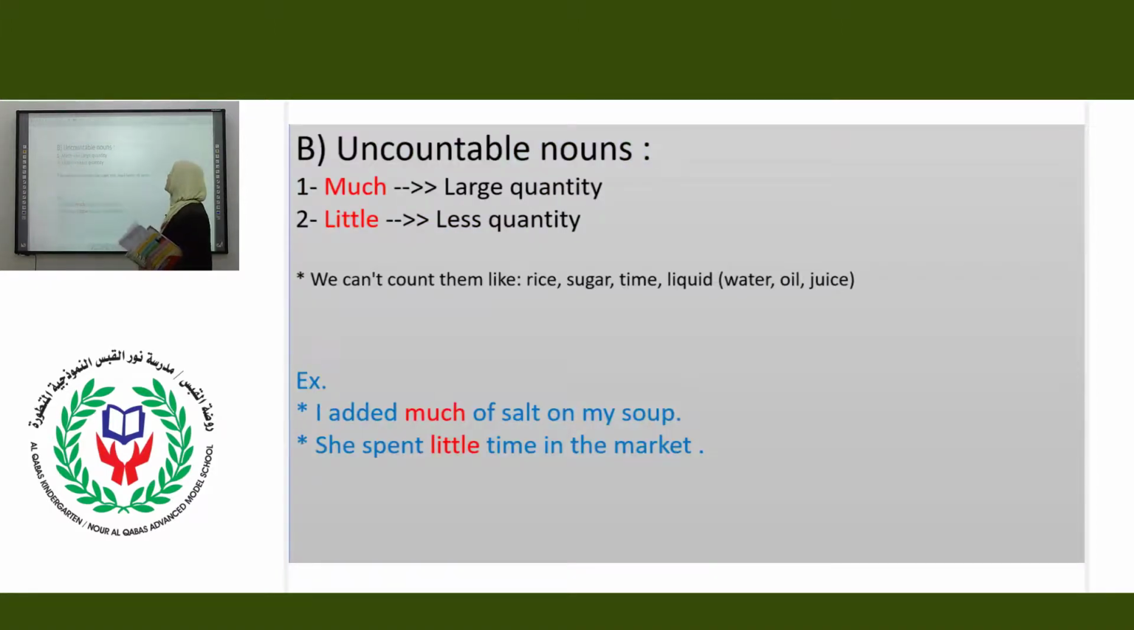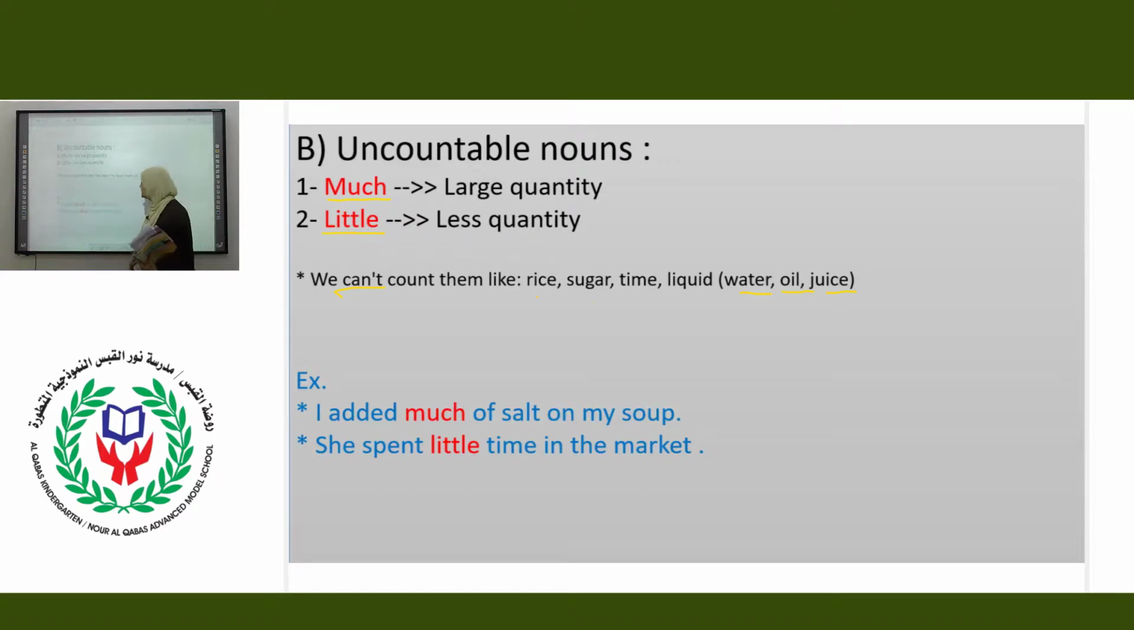B, uncountable nouns. Uncountable nouns are things we can't count, like rice, sugar, time, liquid. Liquid like water, oil, juice. We can't count any of them. So if we want to describe them, we must use much or little. Much for a large quantity and little for a smaller quantity.